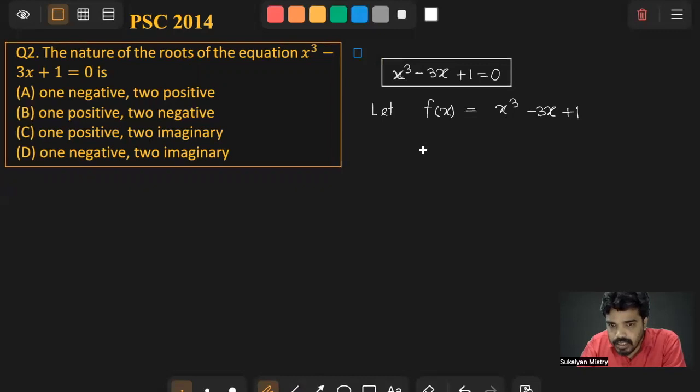Now just you replace x by minus x. So what do you get? Minus x cube, that is minus x cube plus 3x. And what are we doing? Just we replace x by minus x. I am replacing x with minus x. So minus x cube, that is minus x cube, minus x cube, minus plus 3x, plus 1. Okay.